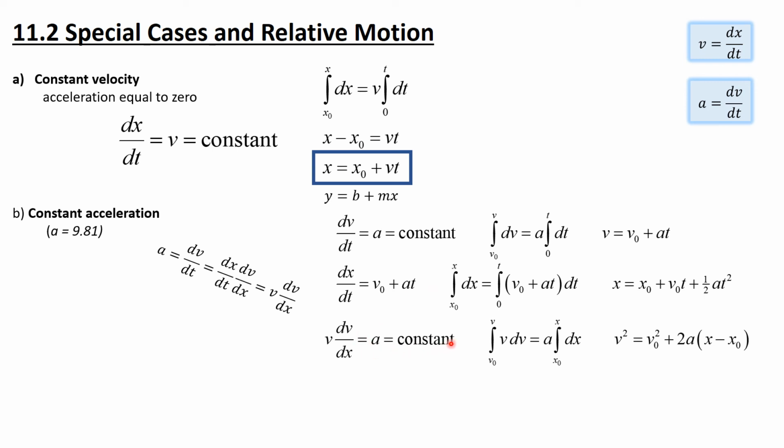Acceleration is constant, so this is where we plug in 9.81 or whatever constant acceleration we have in a situation. Group all of your velocities together, and then we can put a dx on the other side. So you get 1/2 v squared. You can pull the 2 out and put it next to the a. So here's another equation that relates velocity to position.